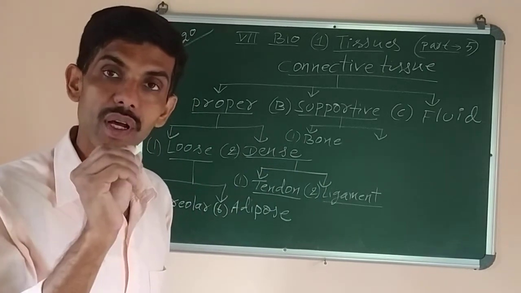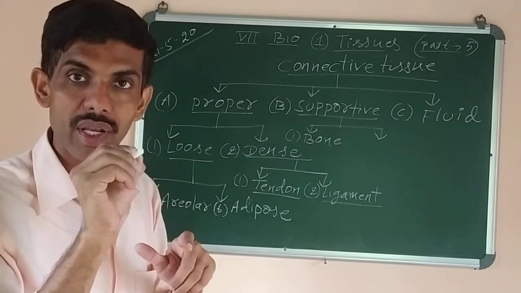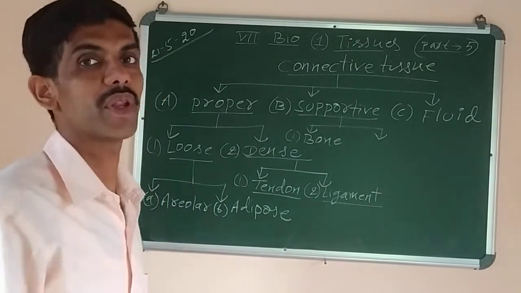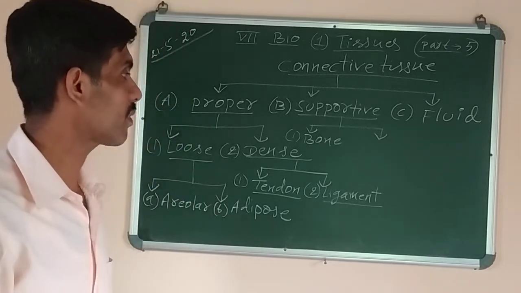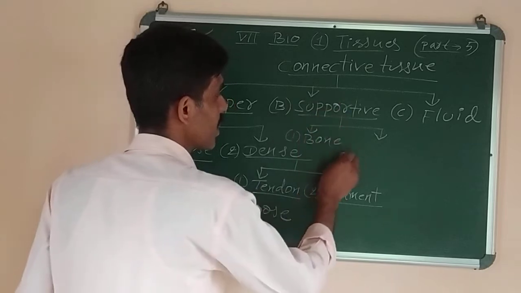Even inside our finger, I am holding the chalk, the bones are there inside. We are able to read and write, we are able to move from one place to the other. It's due to the presence of bones and muscles in our body. So bone is the first type of supportive connective tissue.